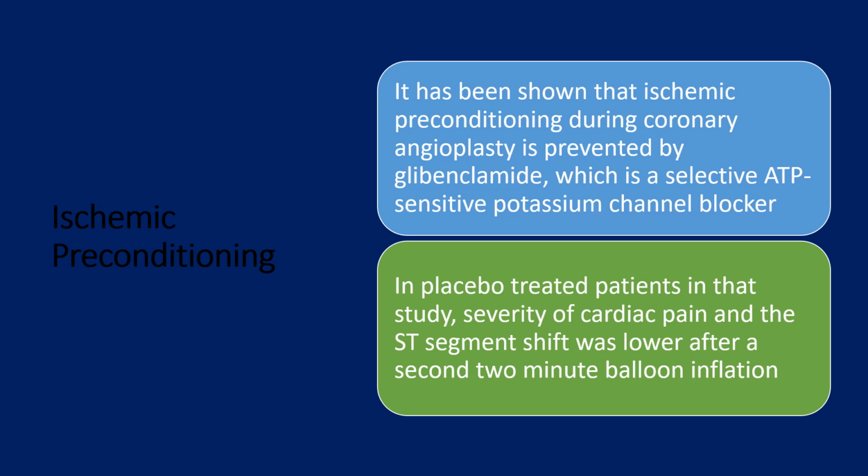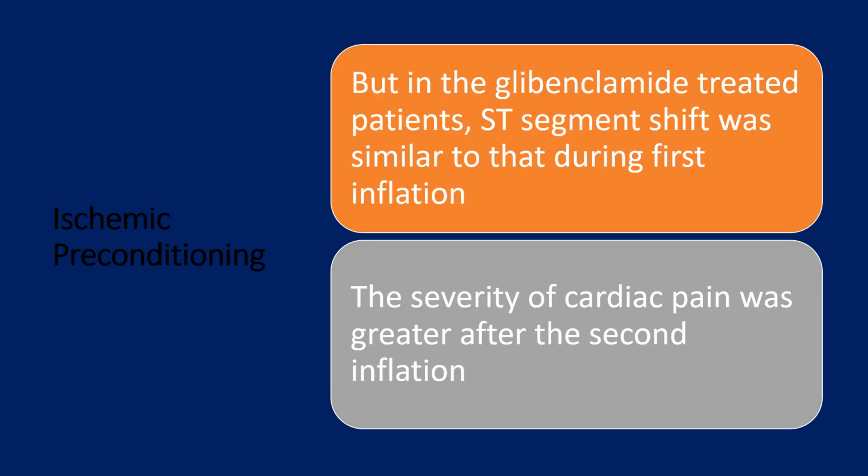It has been shown that ischemic preconditioning during coronary angioplasty is prevented by glibenclamide, which is a selective ATP-sensitive potassium channel blocker. In placebo-treated patients in that study, severity of cardiac pain and the ST segment shift was lower after a second 2-minute balloon inflation. But in the glibenclamide-treated patients, ST segment shift was similar to that during first inflation. The severity of cardiac pain was greater after the second inflation.